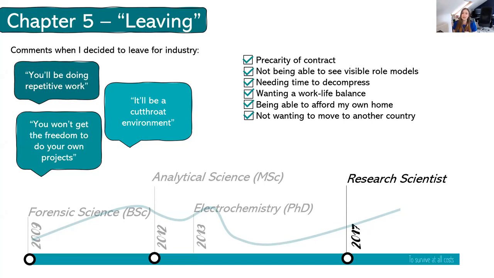And you know, there were some things that really did motivate me to leave academia, like the precarity of postdoc contracts, not being able to see visible role models, just needing the time off and not feeling like I had to work constantly. And then some of the things like wanting to be able to afford to buy a house. So all of these things really factored into me moving over to industry.